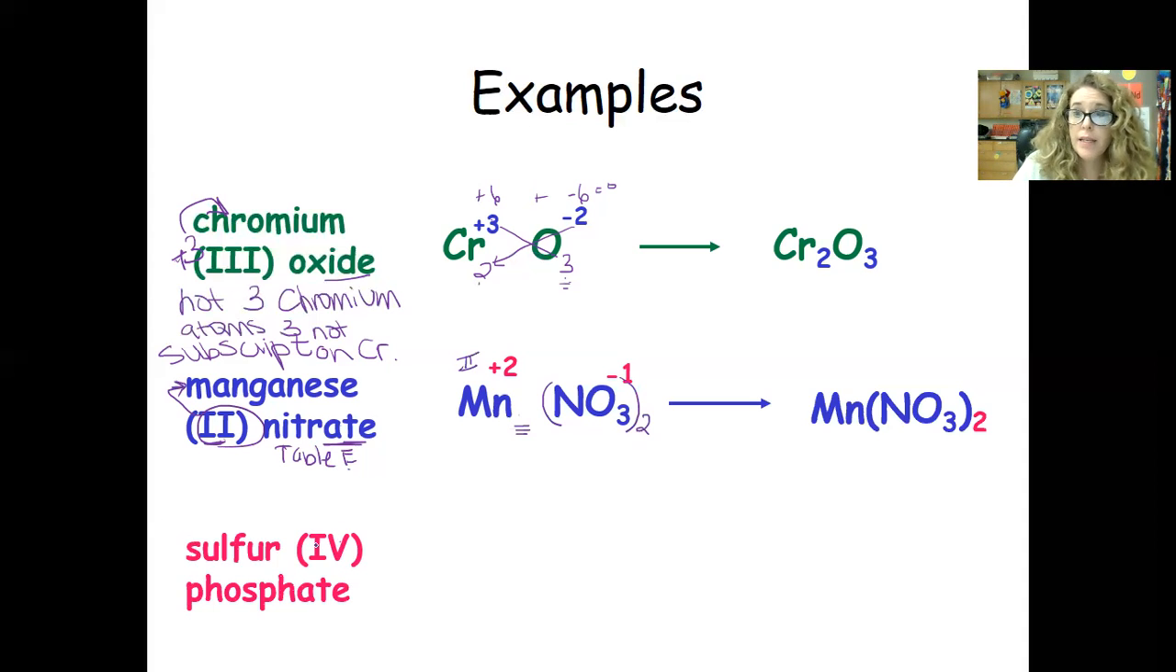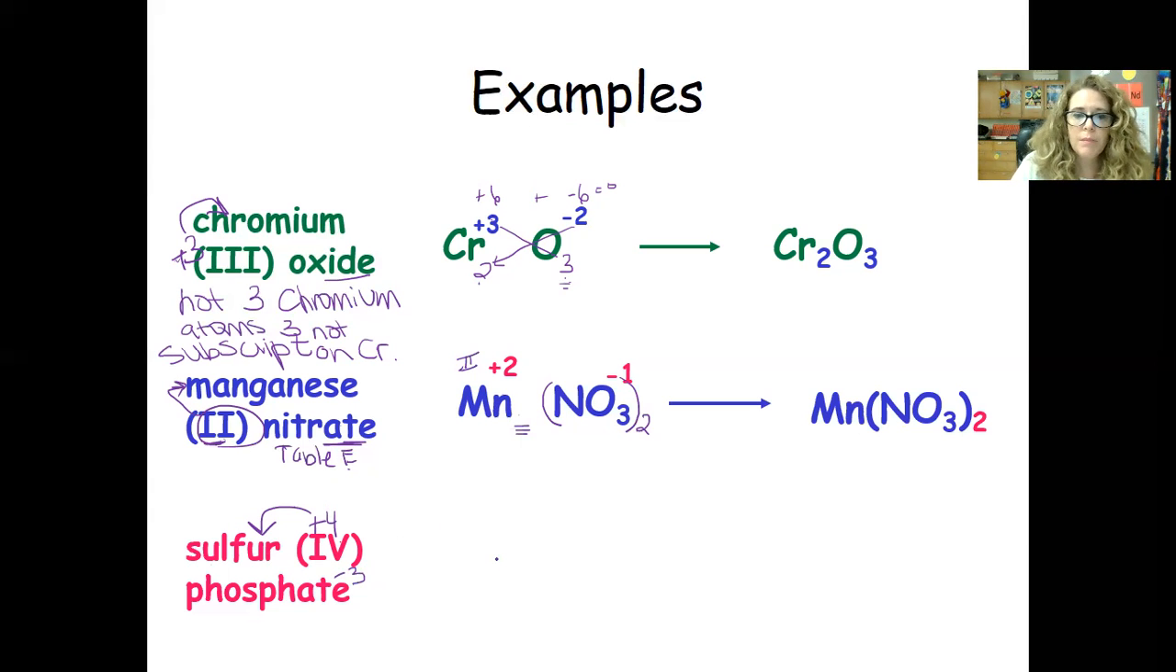So that's 5 minus 1. So that means that this sulfur is a positive 4. So now here we have a case where we don't have a metal. We have sulfur and we have phosphate. So we have a nonmetal and we have a polyatomic ion from table E. So on table E, the phosphate is a -3 charge. So that means that the sulfur has to be positive 4.